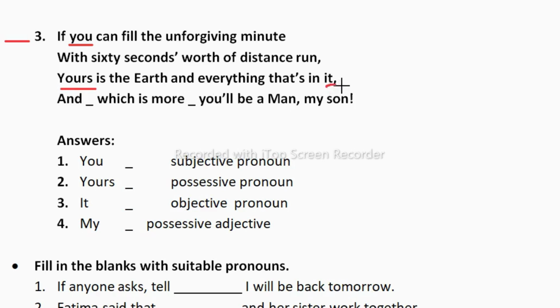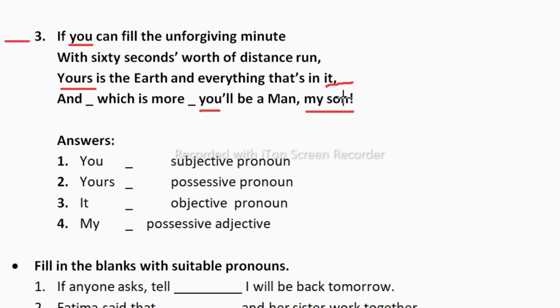And this it is an objective pronoun, which is more you. Again, this is a subjective pronoun. My son, which is a possessive adjective. So you can see here you is a subjective pronoun. Yours is a possessive pronoun. It is an objective pronoun. My son, which is a possessive adjective.